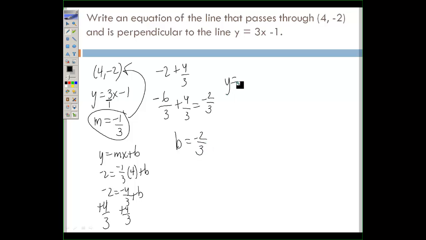Therefore, I can write my equation of a line. y = -1/3 x - 2/3.